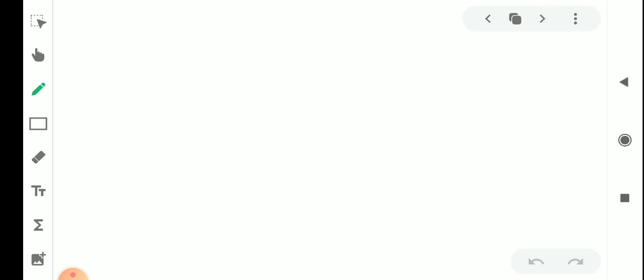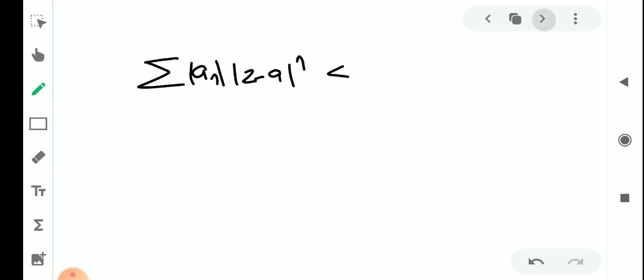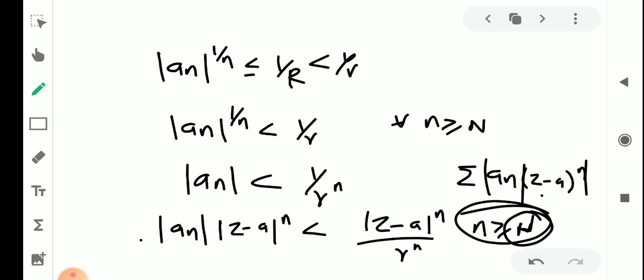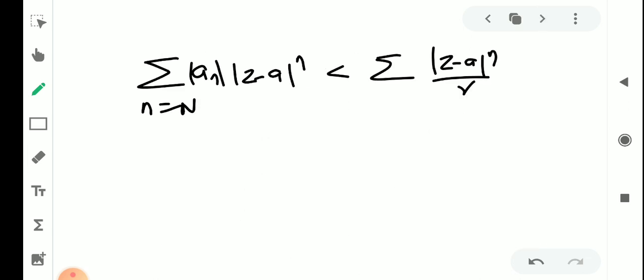So we apply the sigma of mod a n mod z minus a all raised to n, which is less than sigma mod z minus a all raised to n divided by r. And what about the limit of sigma? Mod a n, small n greater than or equal to capital N. So we get capital N to infinity, capital N to infinity.